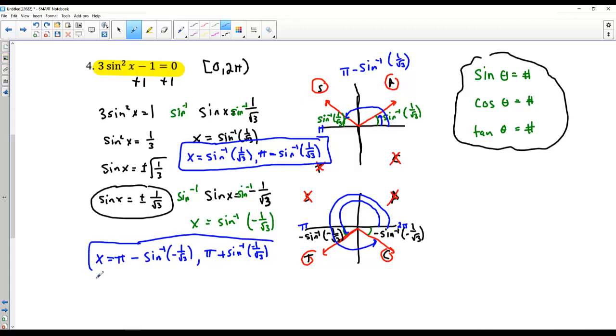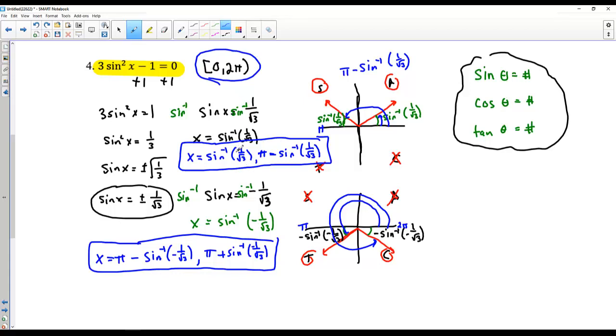All right, so you got to be careful about your answers because they want them between 0 and 2 pi. So your answers cannot be negative. Even though, yes, if you go down here, it's negative sine inverse of negative 1 over root 3, you go down there, you're going to get another answer, but it's not between 0 and 2 pi. So you got to be very, very careful with these.